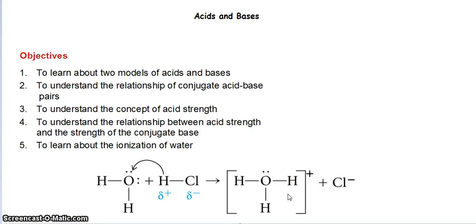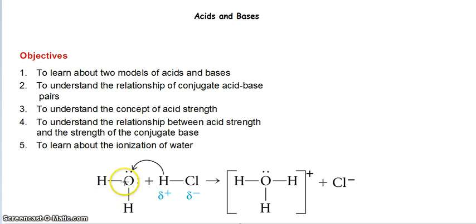Okay, we're talking about acids and bases here. Now our objectives for this unit are to learn about the models of acids and bases. We're going to understand the relationship of the conjugate acid-base pairs. We're going to understand the concept of acid strength and the relationship between acid strength and the strength of the conjugate base, and learn about the ionization of water.